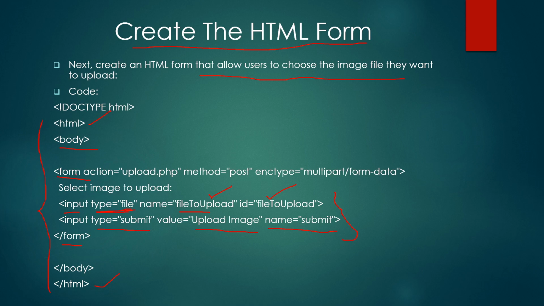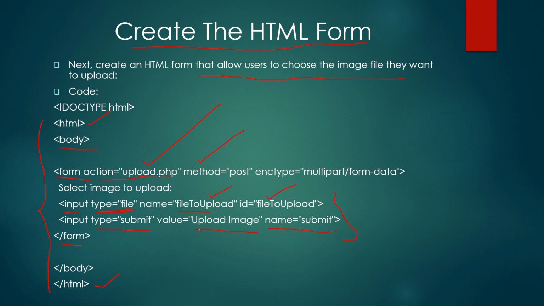But inside the form tag, I have some attributes. The first is the action. The action attribute says that when I click on the submit button, the control will go to this file. So whatever code is inside this file will be executed. So as soon as I click the submit button, we will go to the upload.php file. Method is equal to post.